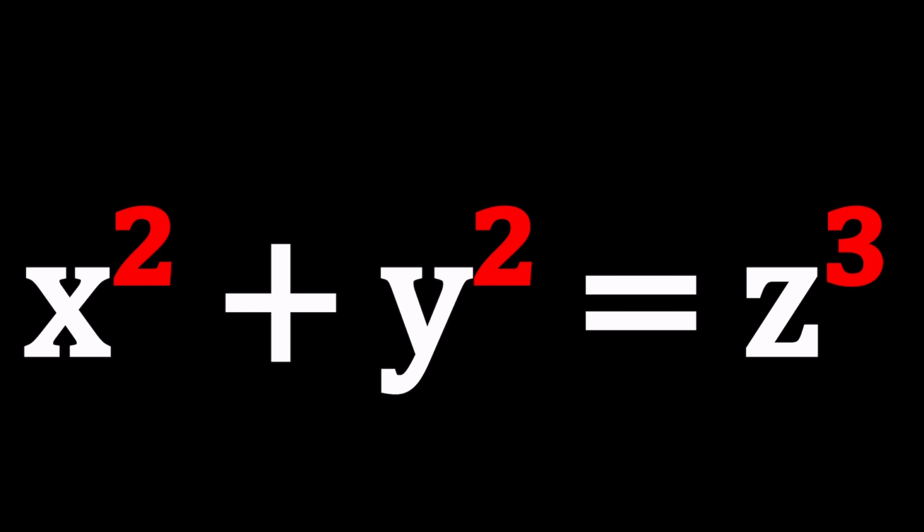Hello everyone. In this video we're going to be solving a very nice Diophantine equation. So we have x squared plus y squared is equal to z to the third power. You must know the Pythagorean theorem, right? Where we have x squared plus y squared is equal to z squared.